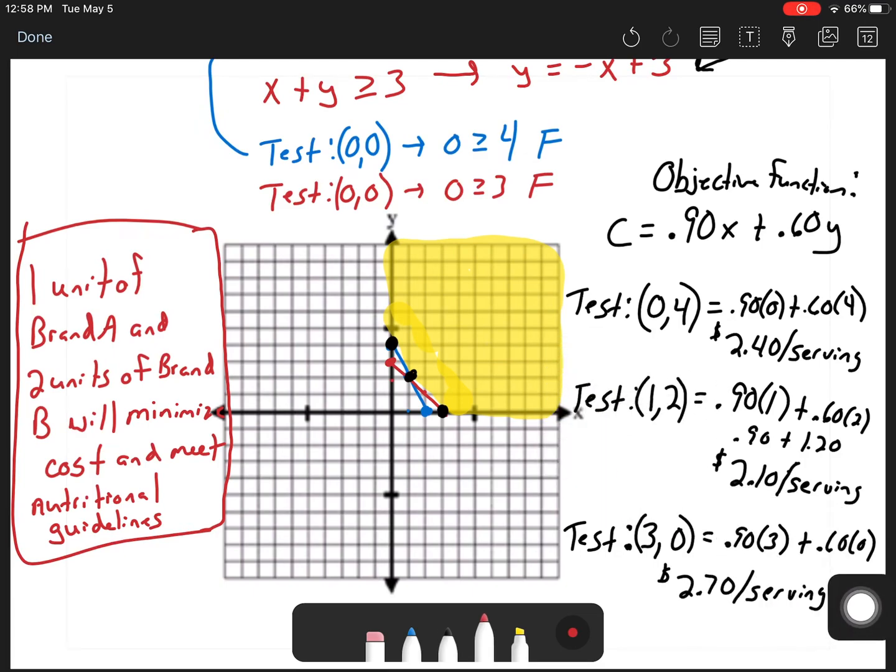This meets our minimum requirements, and it minimizes the cost, and so that's what I'm stating here. 1 unit of brand A and 2 units of brand B will minimize cost and meet the nutritional guidelines. So that's what's called a linear programming problem. There's quite a bit to it, but it's just a step-by-step process to determine the best. A lot of information, but in this case you're just trying to minimize your cost and meet the nutritional guidelines.